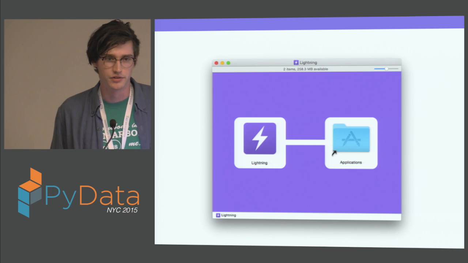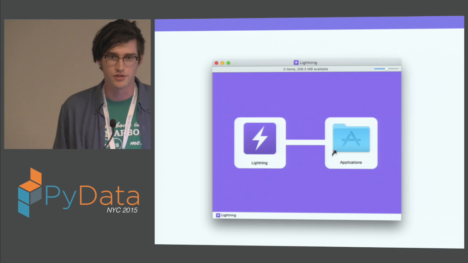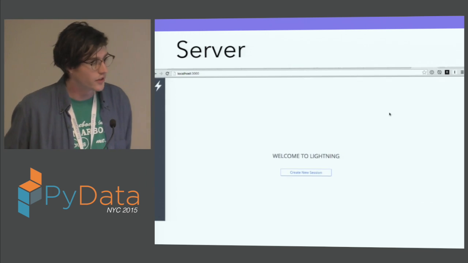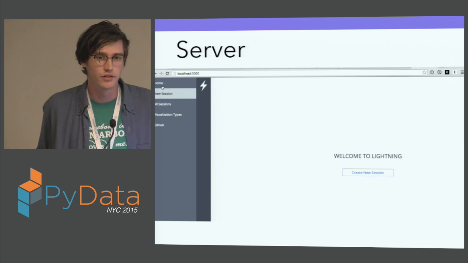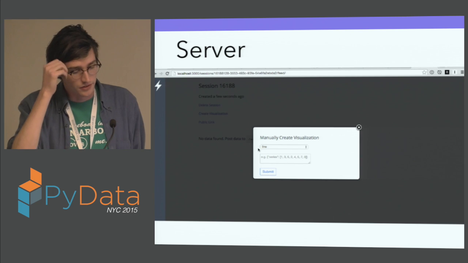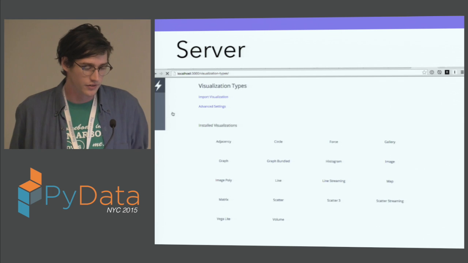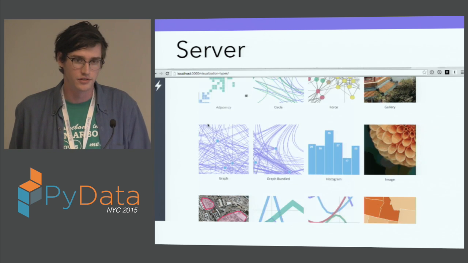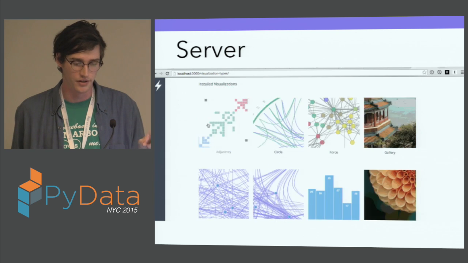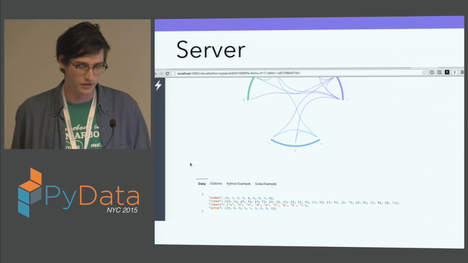If you download the app, this is the screen you get. It's a typical OS X app. You just drag it into applications and launch it, and you'll have a server running on your computer. Once it's running, this is what it looks like. You get a welcome screen with a sidebar. Things are bucketed into sessions so that you can keep track of visualizations that you've made. But the cool thing is you can see this page, all the visualizations that are in here. Each one of these is something that you can send data to and have it display with your data. And then you can click through and see exactly what that looks like.